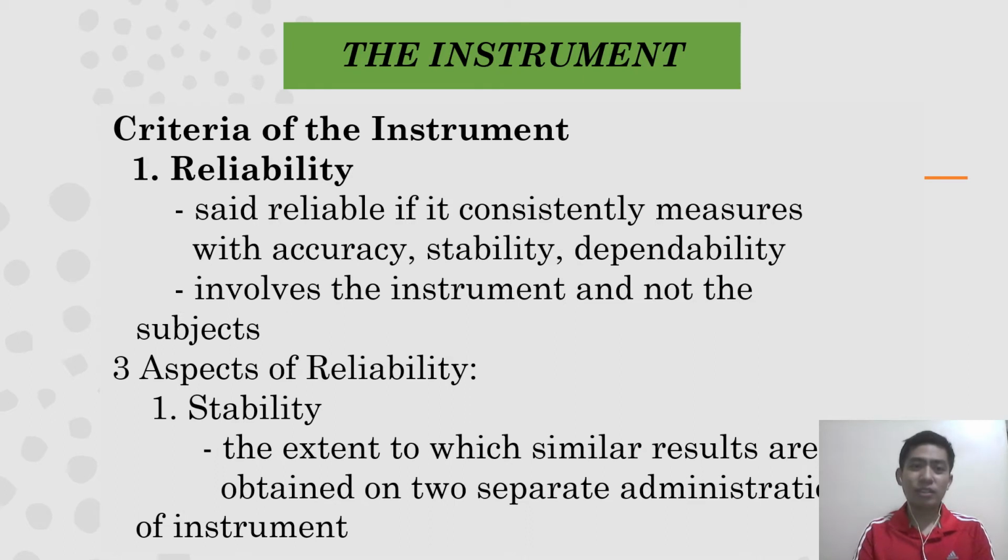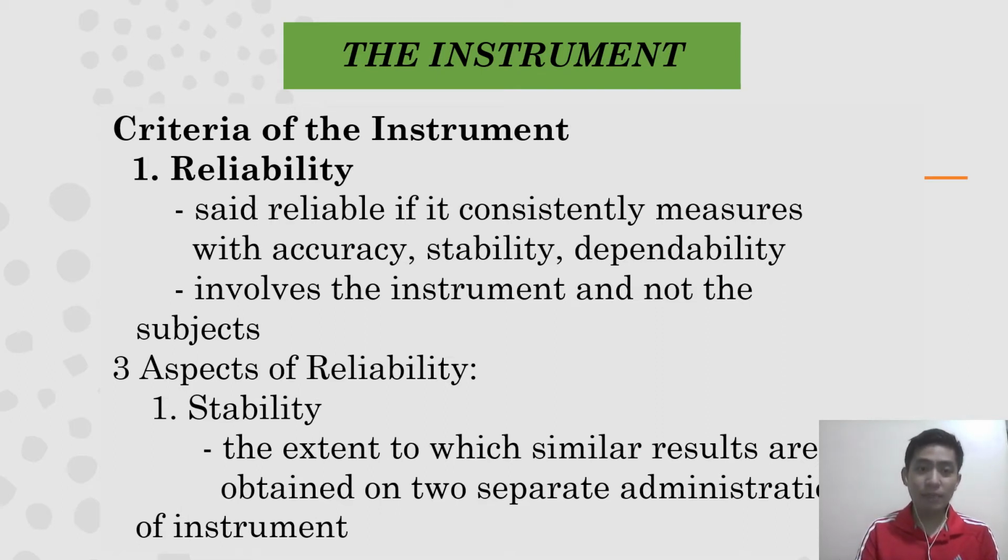What's an instrument? An instrument is a tool which will be used by the researcher. Maybe it may be a questionnaire, a survey, an interview guide, and others. So the criteria of an instrument: it should be reliable. It is said to be reliable if it is a consistent measure with accuracy, stability, dependability, and it involves the instrument and not the subjects. There are three aspects of reliability.